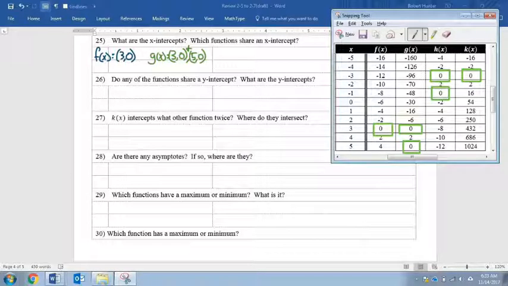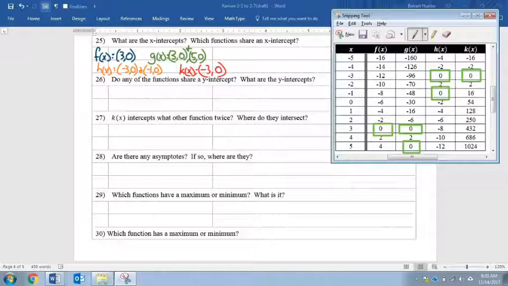H of x has two, one at (-3, 0) and one at (-1, 0). Alright, h of x is at (-3, 0) and (-1, 0). And last but not least, k of x has one at (-3, 0).